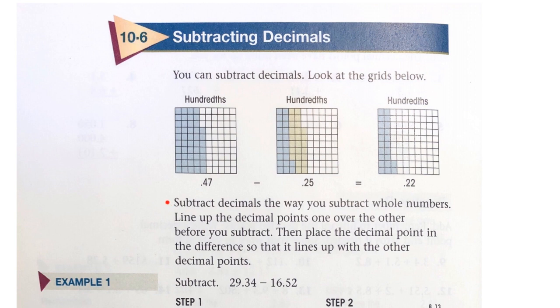Subtract decimals the way you would subtract whole numbers. Line up the decimal points one over the other before you subtract. Then place the decimal point in the difference so that it lines up with the other decimal points. So there's the key. Line up the decimal points one over the other before you subtract. Then just subtract.